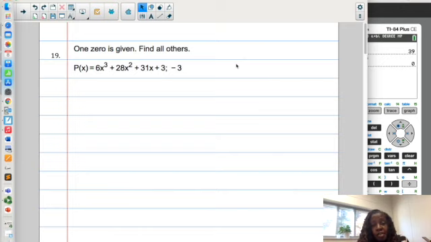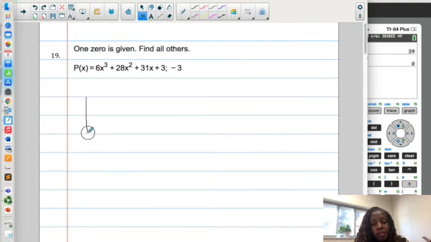We're now on question number 19. Clearly you can see it here. One zero is given, and that zero is -3, and our instructions are to find all the others. There are a lot of questions about finding the zeros of a polynomial function. So let's continue. We're going to use synthetic division, my favorite kind, and I like to make this really large L.